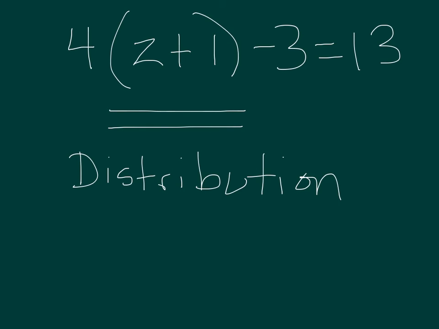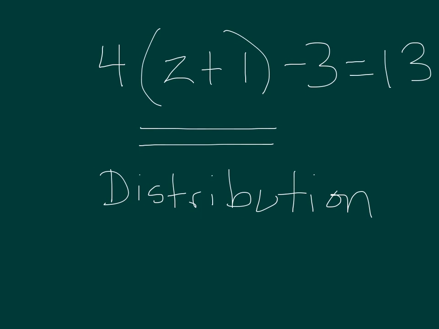Notice that this equation is a little different than the last ones. Right here, we have z plus 1 in parentheses. So, before we can think of combining like terms, we have to get rid of those parentheses by distribution. And that I will show you how to do in another video. But you cannot start combining terms in an equation like this until you have distributed and gotten rid of that parenthesis.